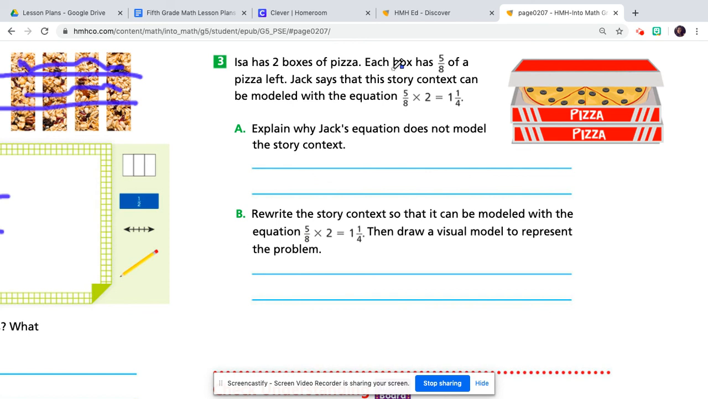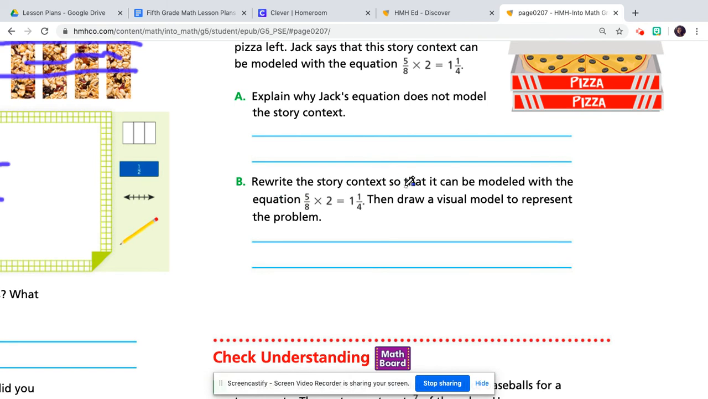It says that Issa has 2 boxes of pizza. Each box has 5/8 of a pizza left. Jack says that this story context can be modeled with the equation 5/8 divided by 2 equals 1 1/4. Explain why Jack's equation does not model the story context. So his equation that he used is incorrect, okay? We have to try to look at what's going on in the story, and is the equation that he wrote right? Should he have done it that way? Or should we have done it another way?